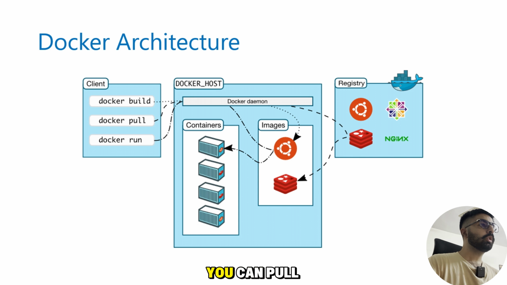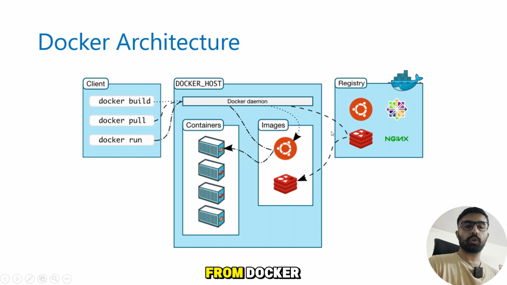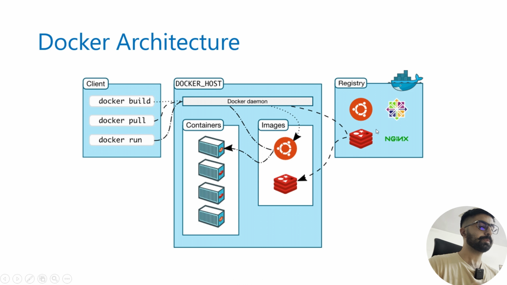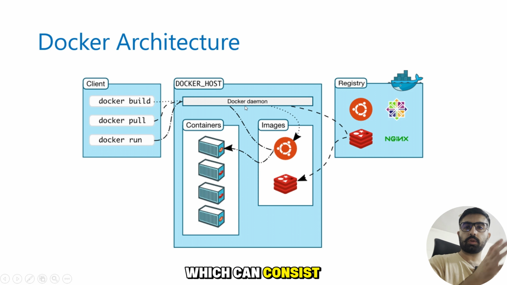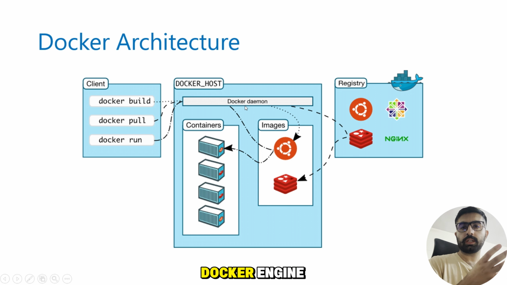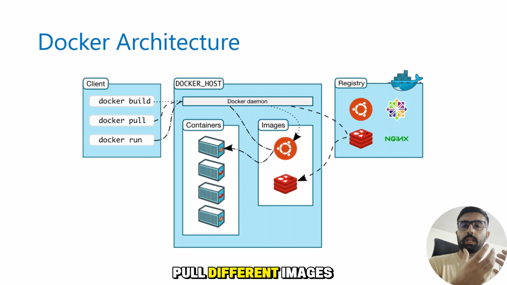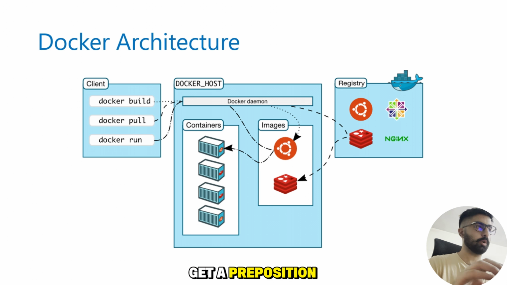You can pull different Docker images from the Docker GitHub repository, like the Nginx image, Python image, Macintosh or Ubuntu image. We will understand what images are. So this was the basic architecture of Docker, which consists of a client side, a Docker daemon, Docker engine, the containers and the images, and how to pull different images from the Docker repository.